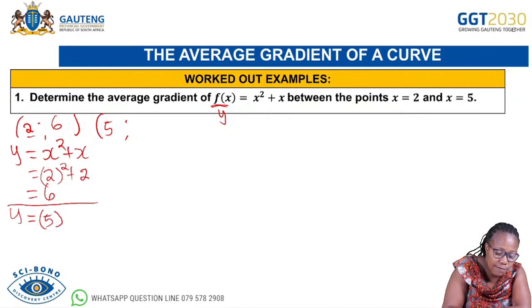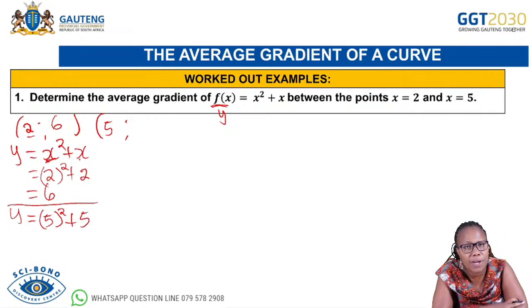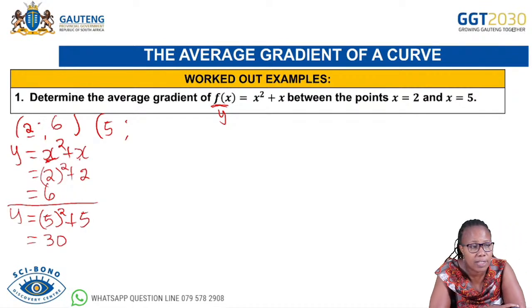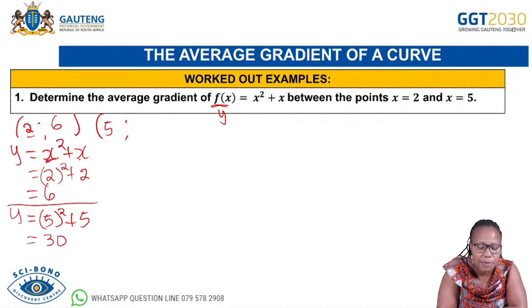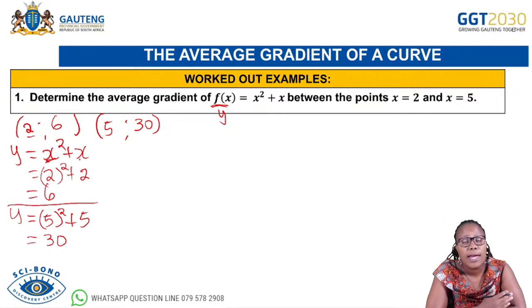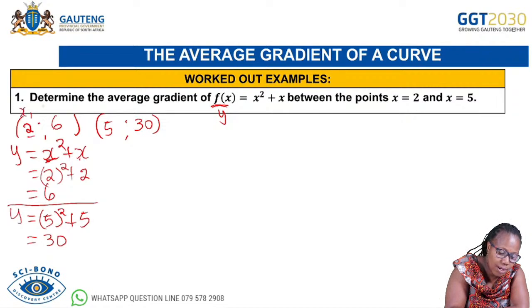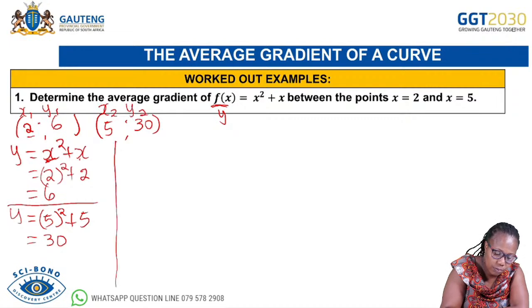We are substituting a 5 for x, which is 5 squared, and then a 5 for x. So 5 squared is 25, plus a 5, therefore this will give us a 30. Do not take chances, use your calculator to verify your answers. That will be 5 and 30 now for the second point. At the level where you are having 2 coordinates now, you can now look at what? Your average gradient. So you can name the first group as your x1 and y1, and then the second one will be your x2 and your y2.